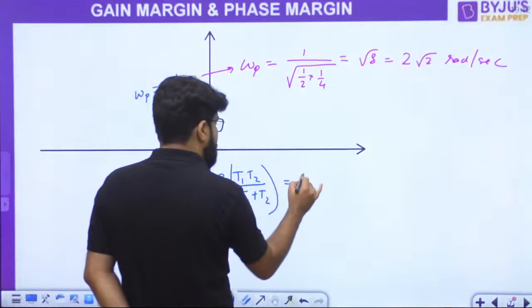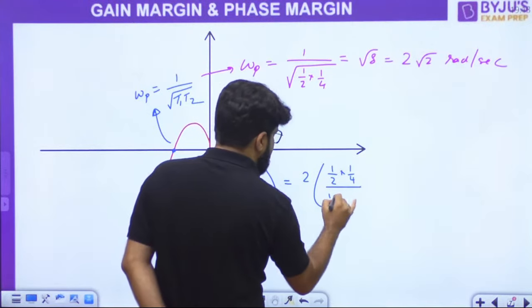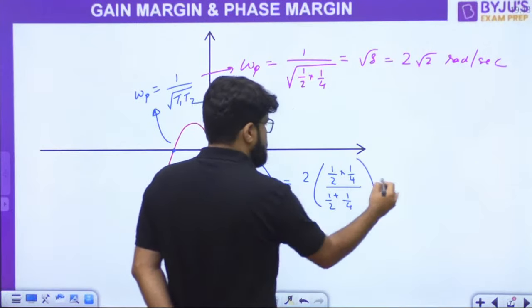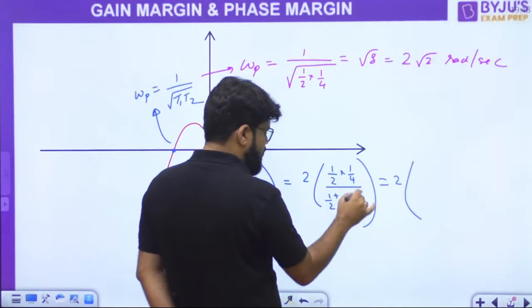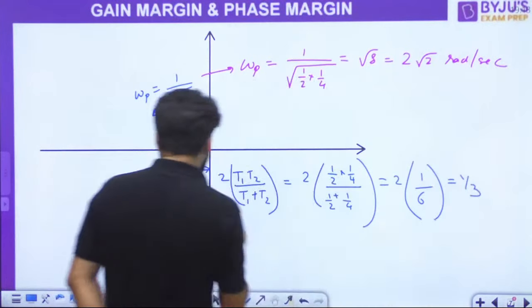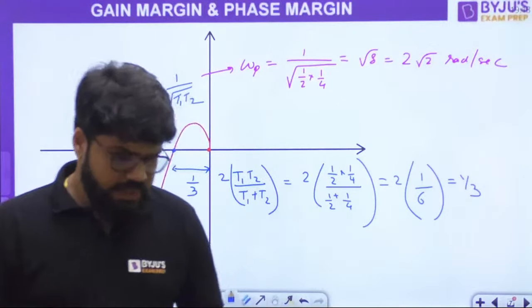So this should be equal to how much? 2 into T1 T2 divided by T1 plus T2, so this should be twice of 1 by 8 or you get 6 by 8, so twice of 1 by 6, that is 1/3. So what is this value? This is known as 1 by 3, right?